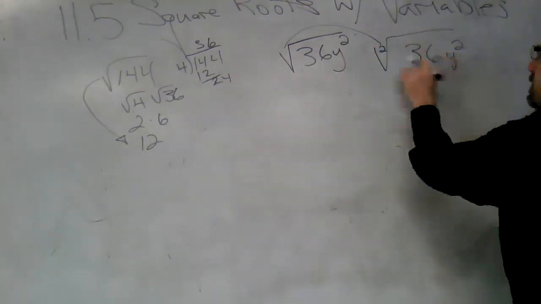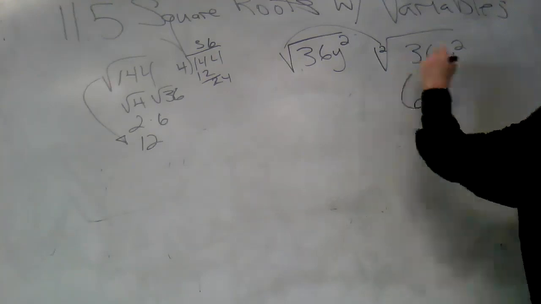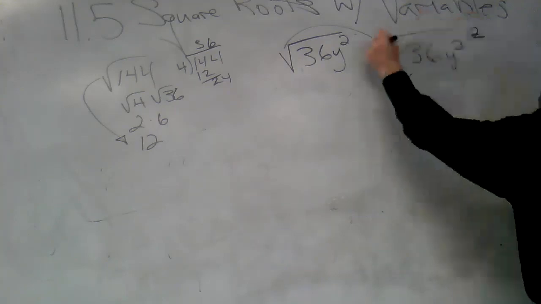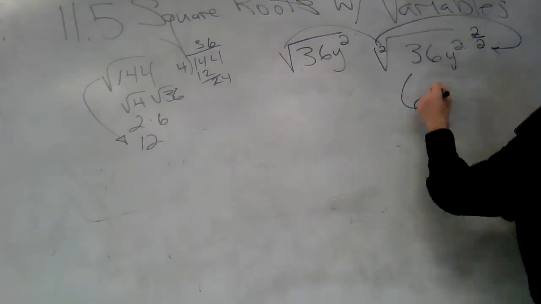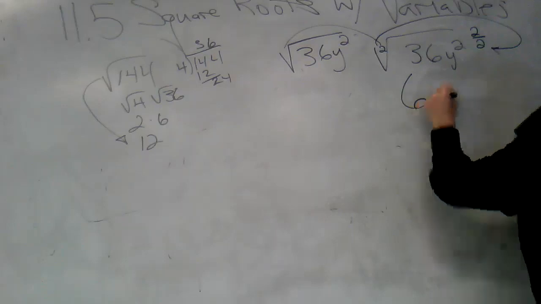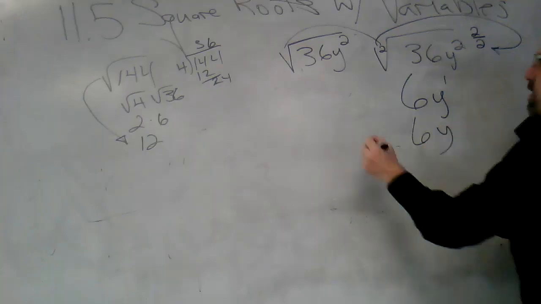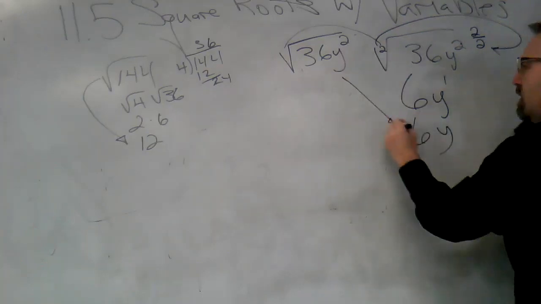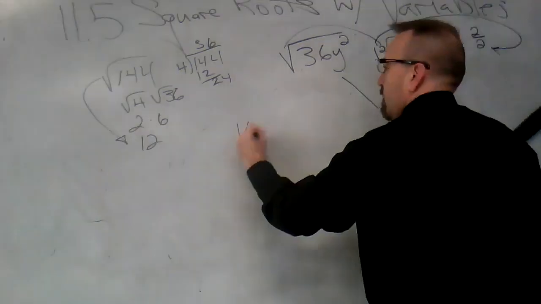So the first part, what's the square root of 36? 6. Now for the powers, what we do is we take our power here that we have and divide it by this square root. So what is 2 divided by 2? 1. So we get y to the first or just y. So our answer, the square root of 36y squared, is 6y. Let's just keep doing several of those.